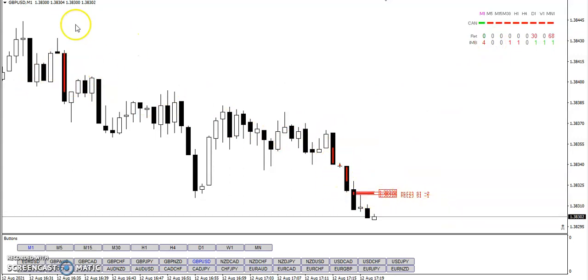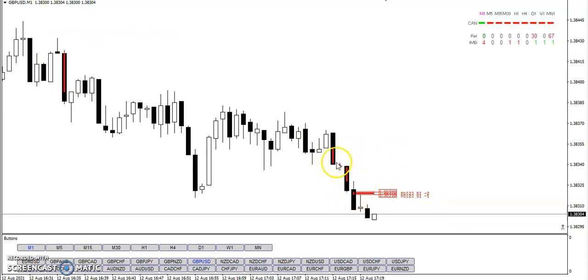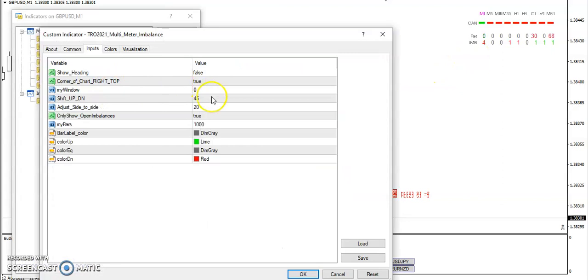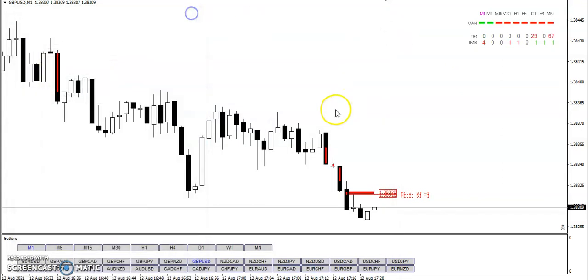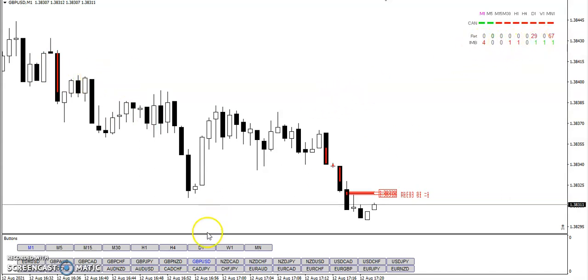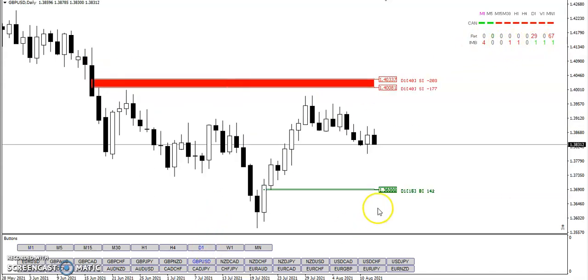Actually, technically, I don't know if it went back that far. It picked up 1, 2, 3, 4 is what I see right here. I don't remember how many bars back I'm looking. It's going back as far and showing open imbalances, but that one's not totally open. That's probably why it's only showing 4. Then over on the daily, we've got 1.